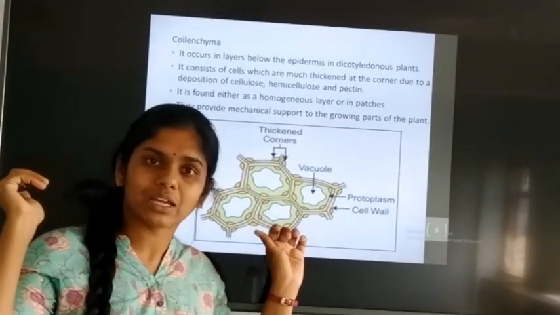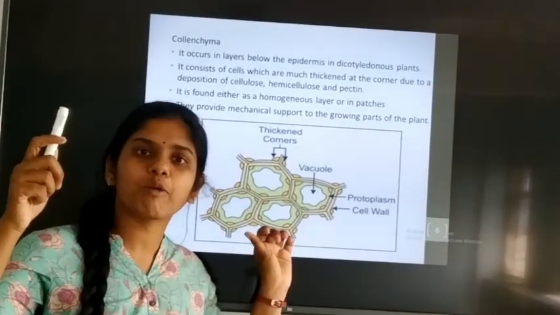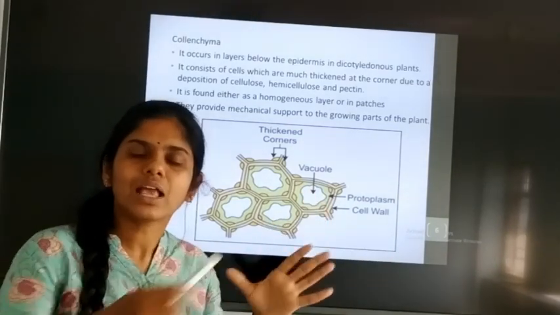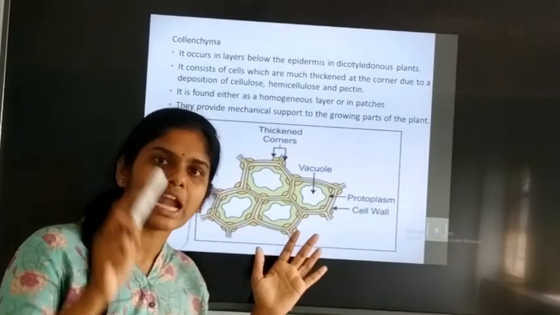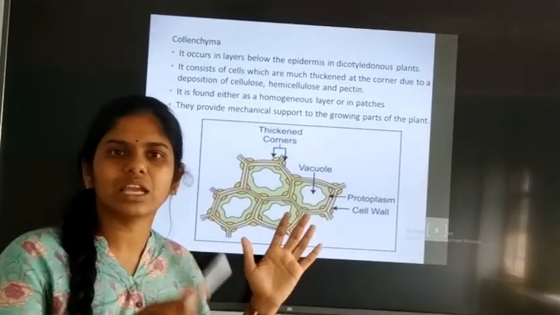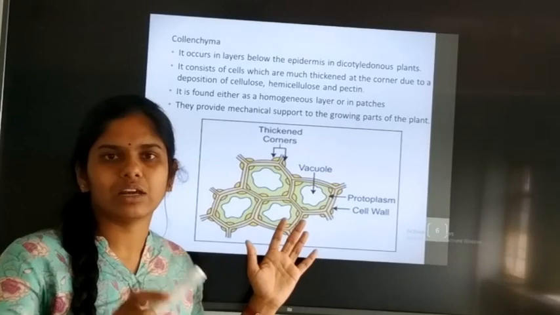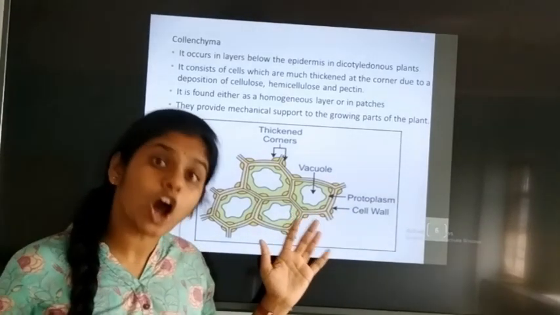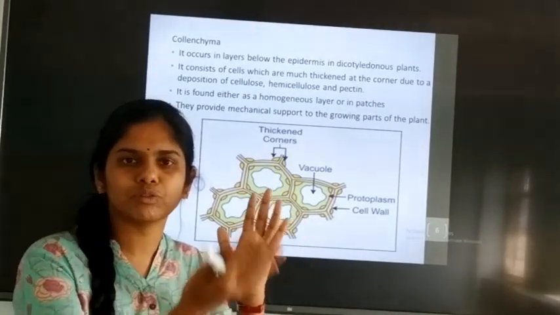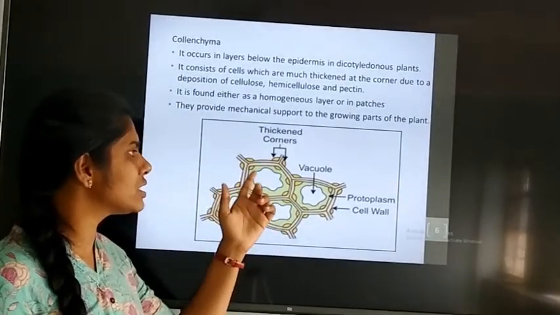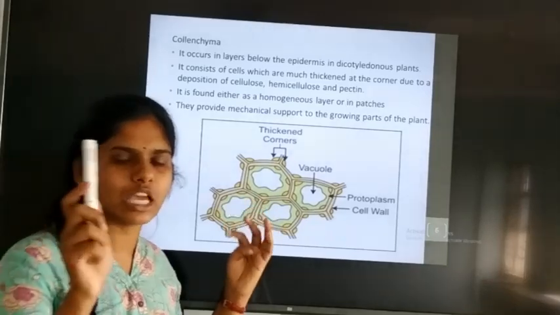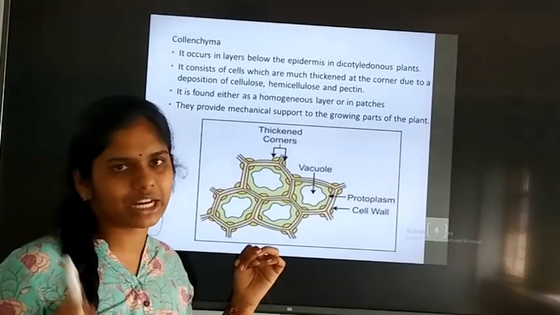In the parenchyma, the cell wall is thin, made up of cellulose. But in the collenchyma, the cell wall is thick, made up of cellulose, hemicellulose and pectin. Collenchyma cells are living mechanical tissue, parenchyma is living non-mechanical tissue. Compare them and you will remember easily. First, collenchyma: the cell wall is thick and made up of cellulose, hemicellulose and pectin.